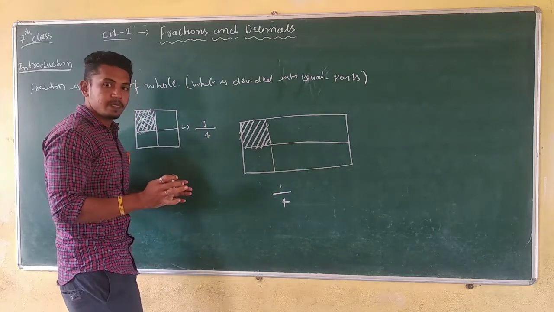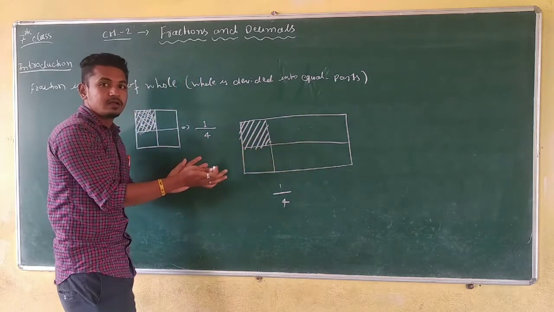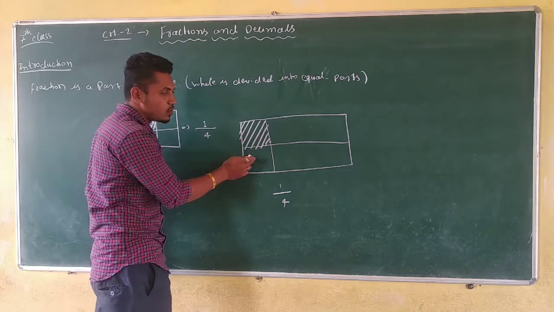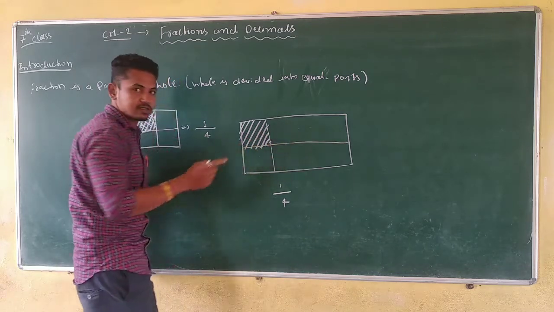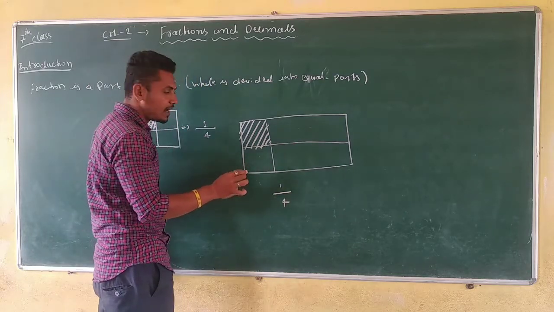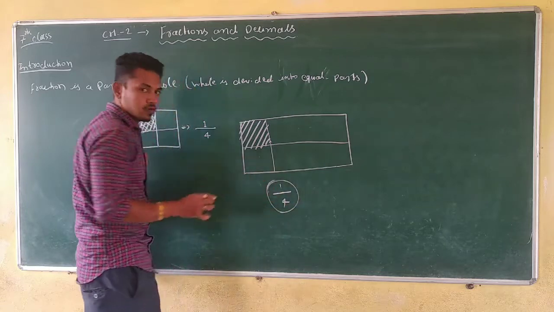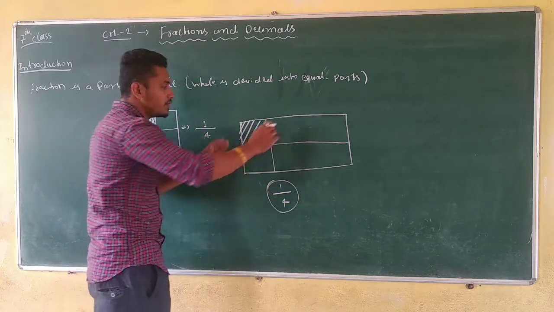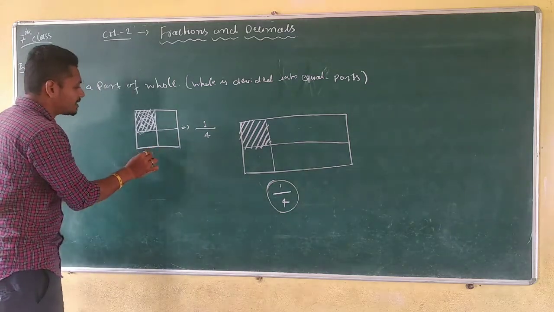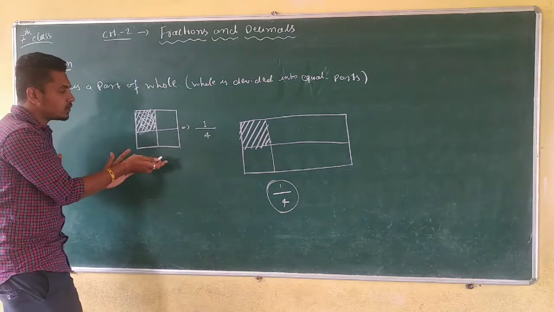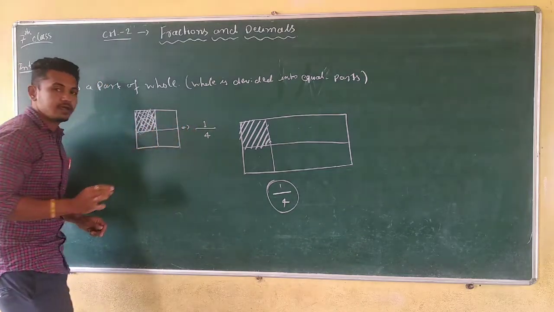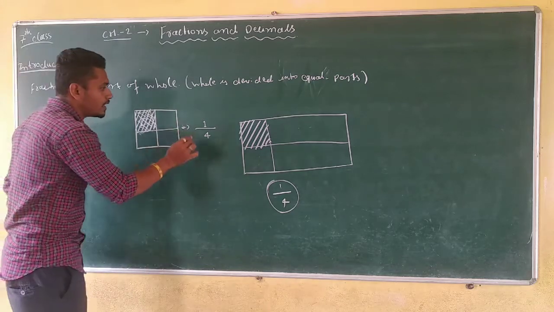Why? Because this whole is not divided into equal parts. See here, these 2 parts are smaller as compared to these 2 parts. Is it right? So that's why we can't write 1 divided by 4, because this whole is not divided into equal parts. But in that case, this whole square is divided into 4 equal parts and 1 part is colored. So 1 divided by 4. Is it right?